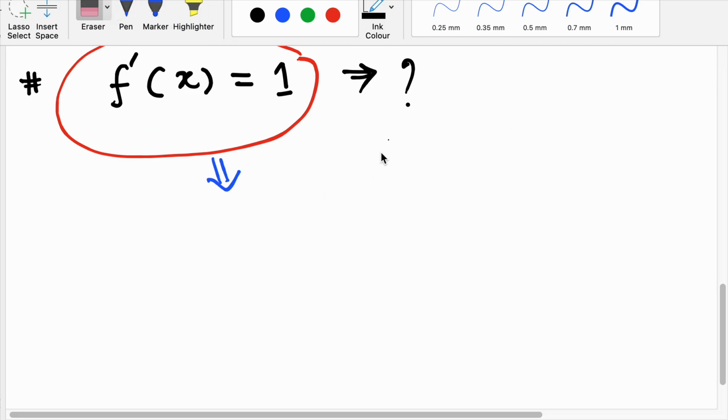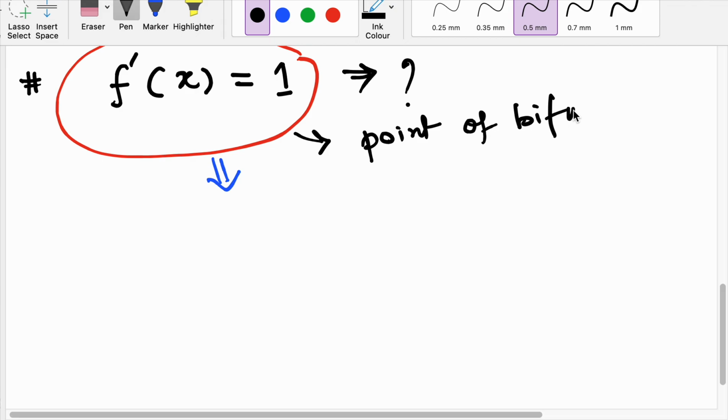After f prime x becomes greater than or less than 1, only then can you see the possibility of creation of other fixed points. So this is the point called the point of bifurcation. If I give you an example that we know, it will be very much clear.